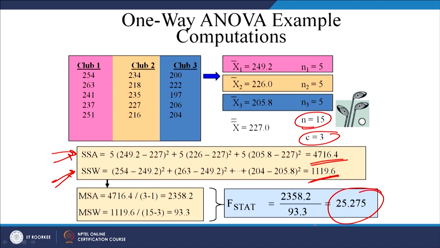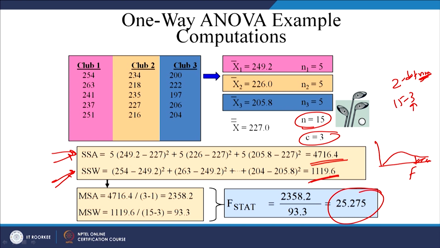So, the F statistic is 25.27. Now we have to look at the F critical value, right. So, this is your rejection region. The F critical value would be at what degrees of freedom of numerator? It is C minus 1, right. So, 2 degrees of freedom of numerator and 15 minus 3, right.